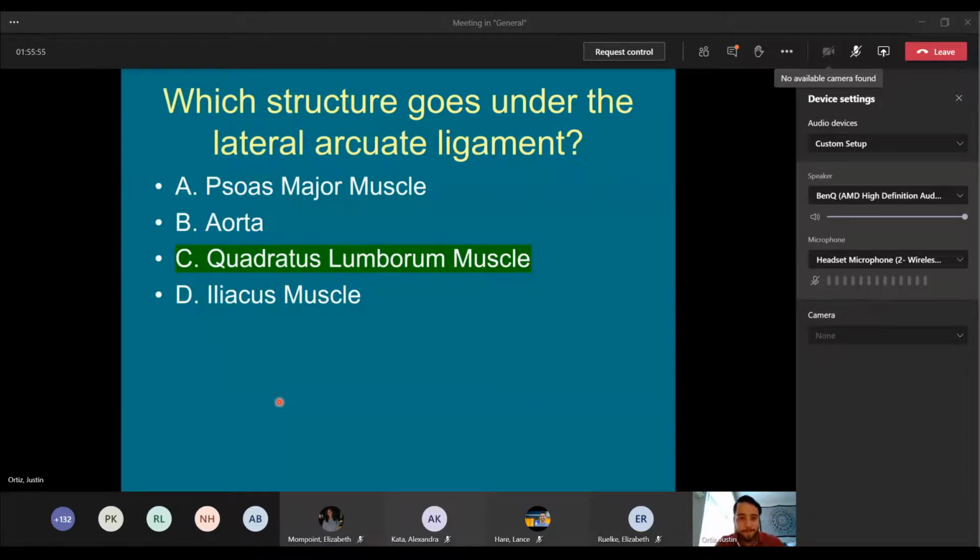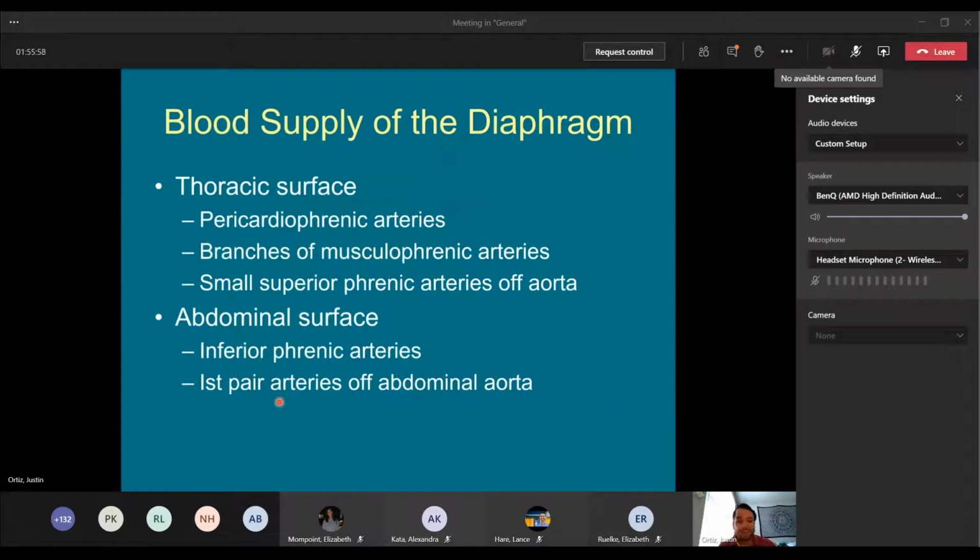Okay. So blood supply for the diaphragm. I just flipped this. I put thoracic surface over the abdominal surface just because I like to talk about things from top to bottom. Thoracic surface means on the top side. Abdominal surface means the side facing the abdominal cavity. It's for sure high yield to know all these structures. The thoracic surface has the pericardiophrenic arteries, the branches of the musculophrenic arteries, and the small superior phrenic arteries off the aorta. I'll show you on the next slide, but the abdominal surface is going to be the inferior phrenic arteries as well as the first pair of arteries off the abdominal aorta.